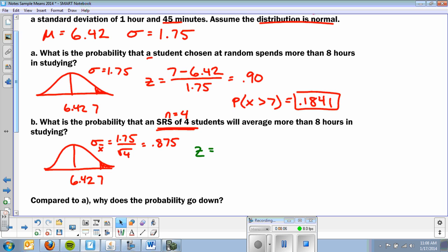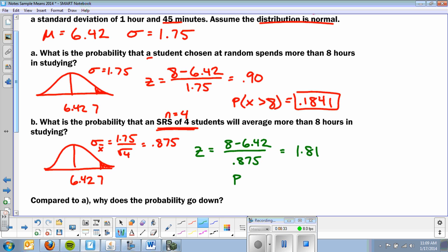And I just realized that I made a mistake up here, which you might have caught. This should have been 8 minus 6.42, and the probability that x is greater than or equal to 8. It won't change the math, but I did write the wrong number there. So back down to this problem, z equals 8 minus 6.42 over my new standard deviation, which is 0.875, and I'm going to get a z-score of 1.81.